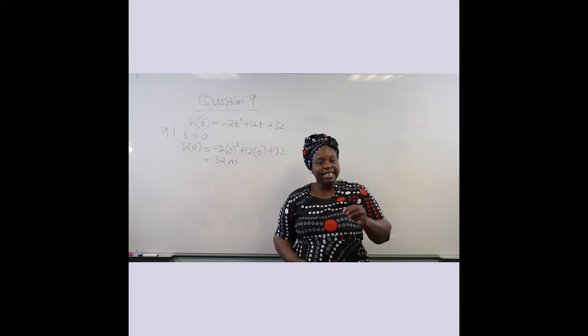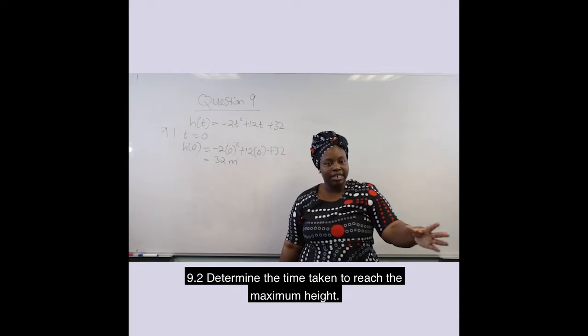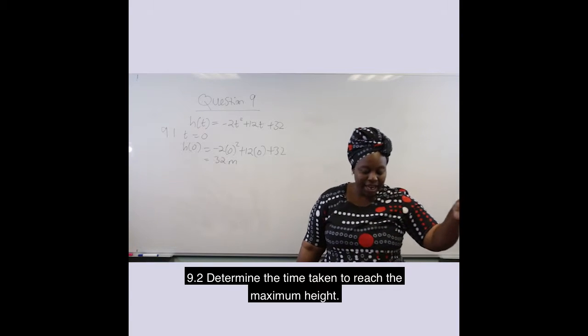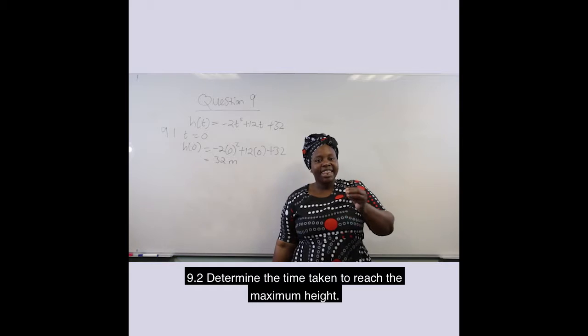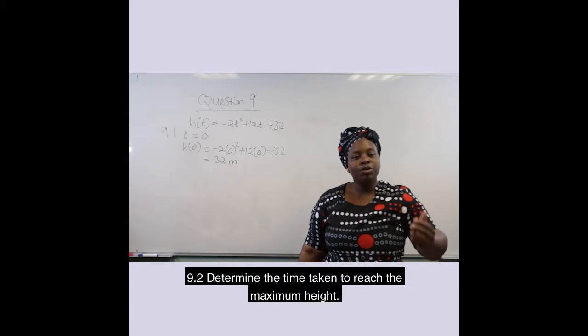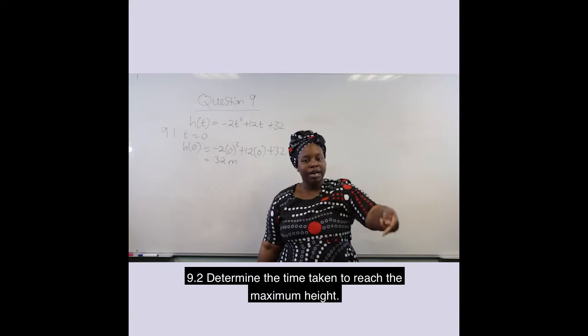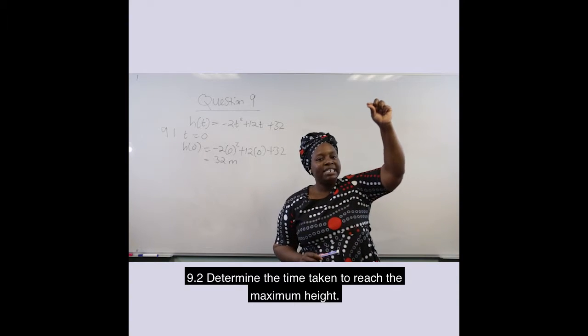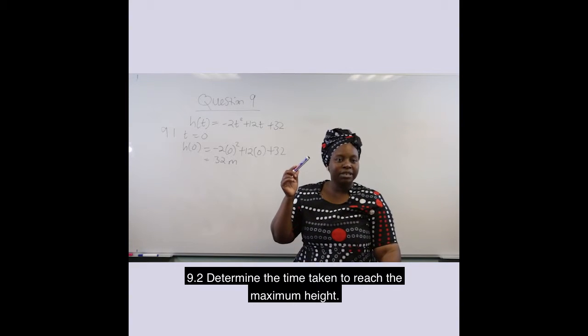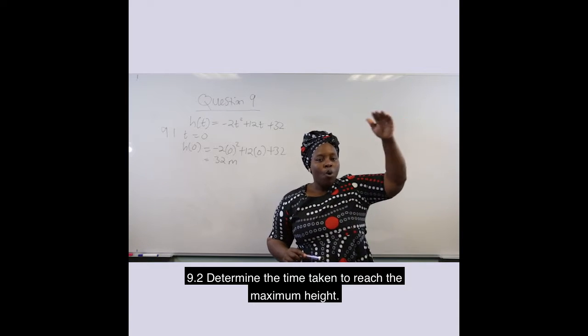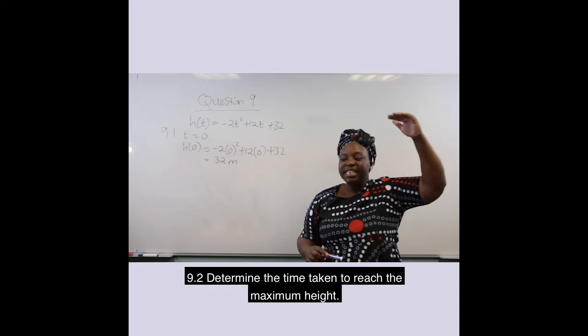Okay, look at the second question. They say determine the time taken to reach the maximum height. Now you're looking for time. So we're throwing it up. Obviously it's going to come down. Look at it. It's going up, come down. So where it is at maximum, before it turns and comes down, that's what you're looking for. That is at the turning point.